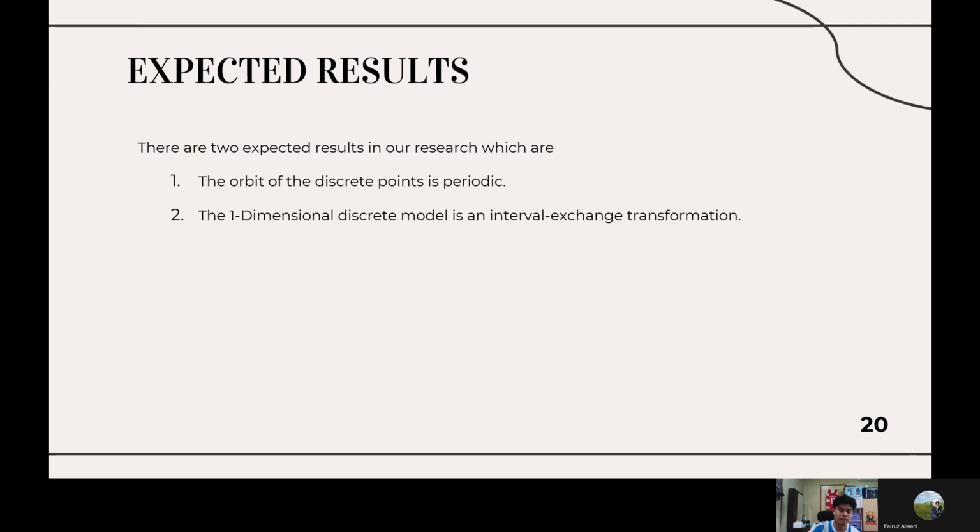The next chapter is our expected results. There are two expected results in our research. The first is that the orbit of the discrete points is periodic, and the second is that the 1-dimensional discrete model is an interval exchange transformation.